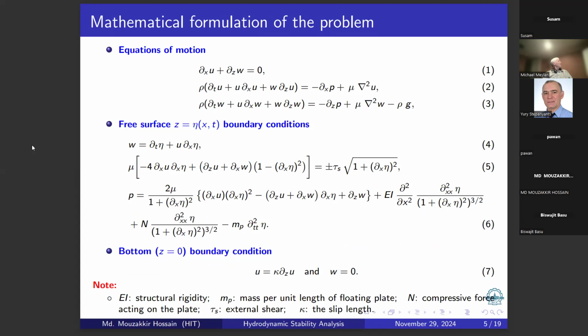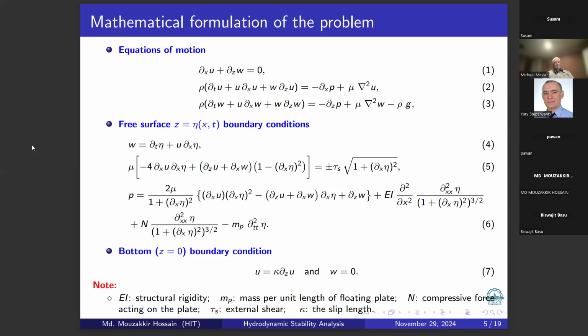These are the governing equations. Equations 1, 2, 3 are the equations of motion for the fluid flow. Since this is an open type flow, not a channel flow, there will obviously be free surface boundary conditions: 4 is the kinematic boundary condition and 5, 6 are the dynamic boundary conditions. U and W are the flow velocities along the x direction and the z direction, that is the vertical direction, and rho is the density of the fluid, and mu is the viscosity of the fluid.